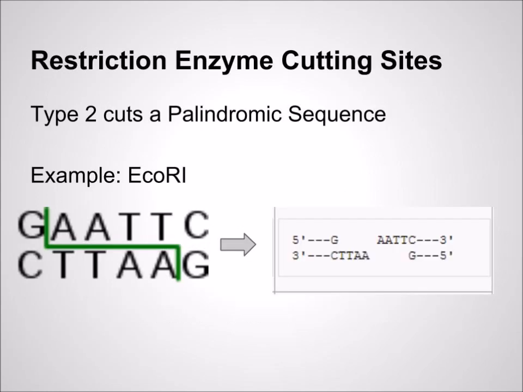Now let's take a look at the restriction enzyme cutting sites. Here we have an example of a type 2 restriction enzyme which cuts at a palindromic sequence. An example of this is EcoR1. As you can see, the top strand reads GAATTC. The palindromic sequence reads forward and reverse on different strands. So the C will become the first letter, the T will then become the second letter, and so on. So the second strand will then read CTTAAG. In the second picture, we see the whole cut that has been made.